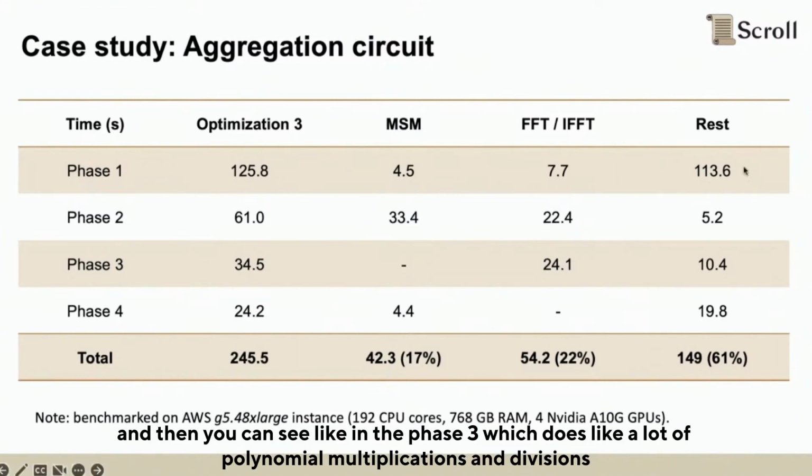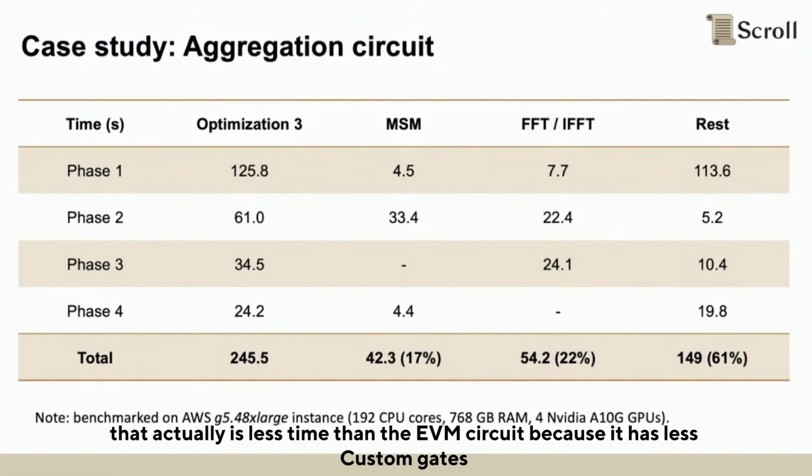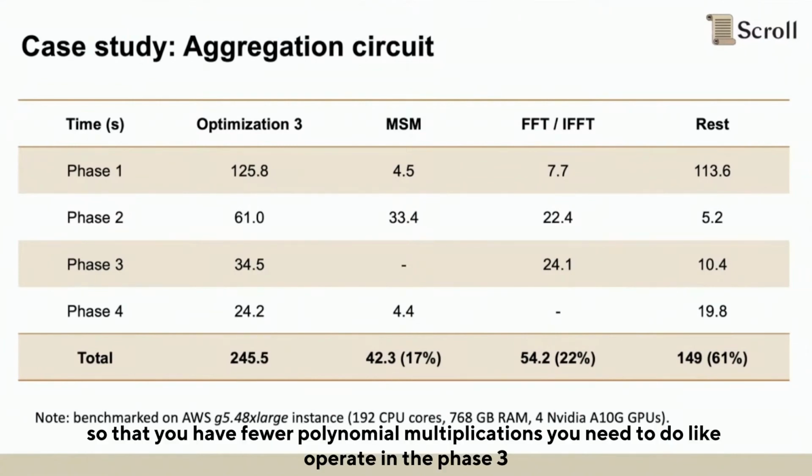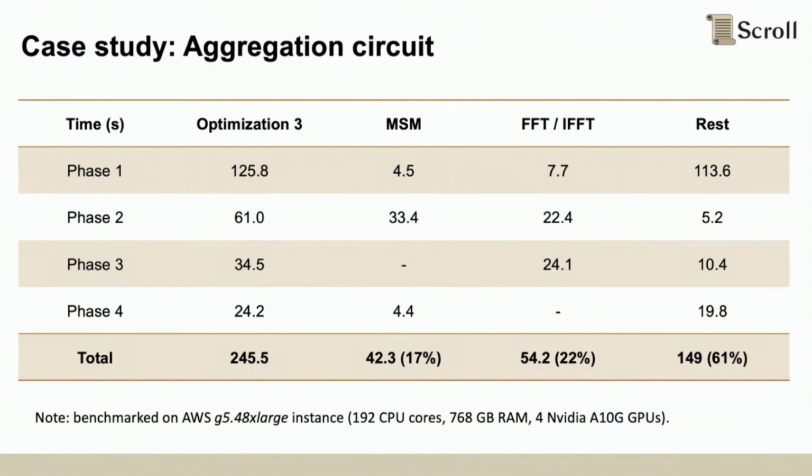And then you can see in phase 3, which does a lot of polynomial multiplications and divisions, that it actually takes less time than the EVM circuit, because it has fewer custom gates, so you have fewer polynomial multiplications to do in phase 3.